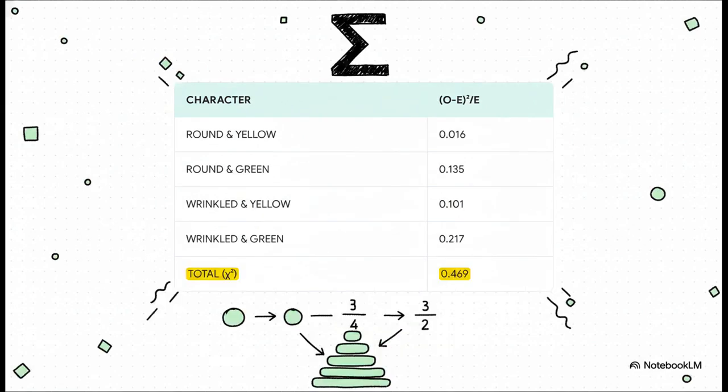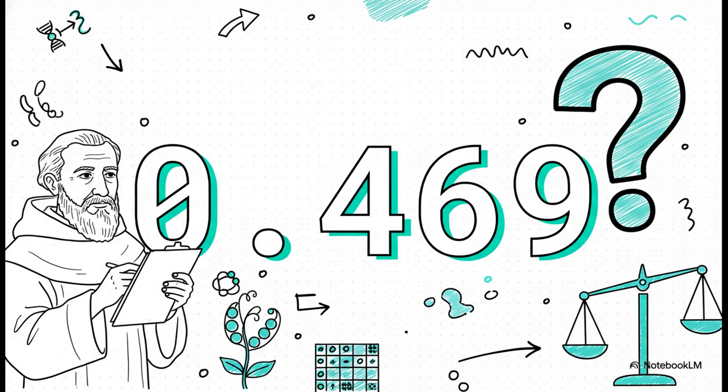We're on the home stretch now. For the final step, we take each of those squared differences we just calculated and we divide it by the expected number for that group. Then, the grand finale. We add all four of those results together, and that gives us our final chi-square value. And here it is, 0.469. This one little number neatly summarizes the total amount of difference between Mendel's real data and his perfect theory.